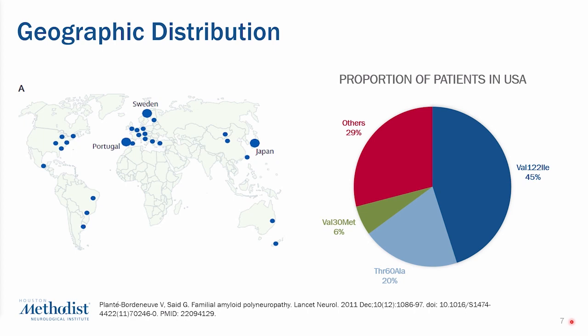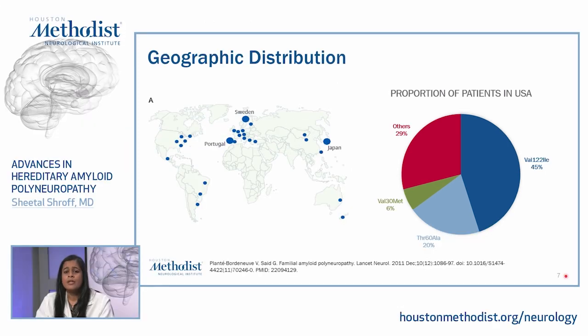Moving on to geographic distribution. The most common variant around the world is the Val50Met, also known as Val30Met, or valine 30 methionine. It is almost the only variant detected in Portugal, Brazil, and Sweden. By contrast, as many as 30 different TTR variants are reported in Japan and France. Genetic anticipation, that is earlier onset and more severe clinical presentation in successive generations, is noted in endemic areas.